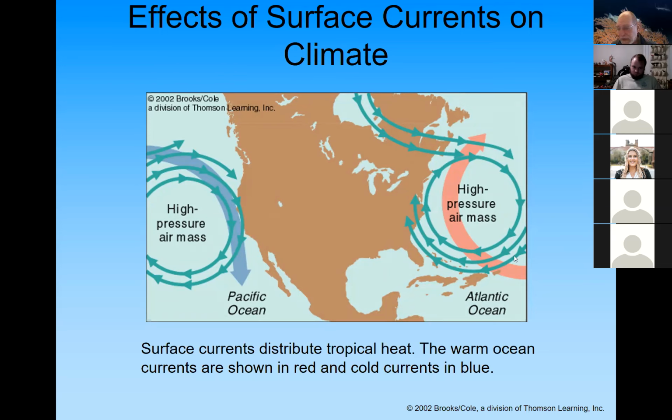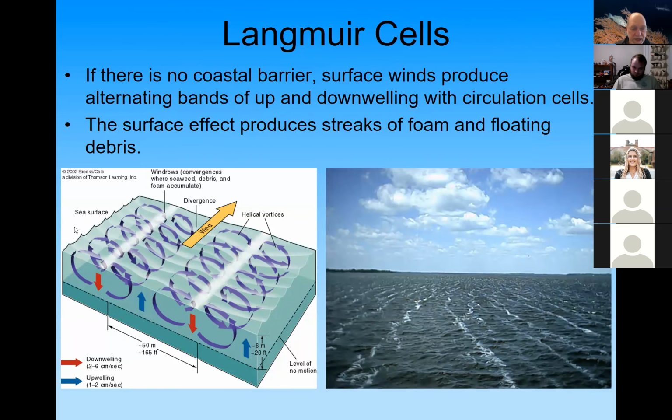Okay, I just have a few more minutes left, and I'm going to skip past Langmuir cells, which are sort of windrow patterns. I don't know if anybody's been offshore when there's been strong winds. If you've been sailing, you'll see this pattern of foam and debris that forms parallel to the winds, and these are formed by circulating air masses, patterns of convergence and divergence that produce these Langmuir cells. So these are small scale circulation cells.